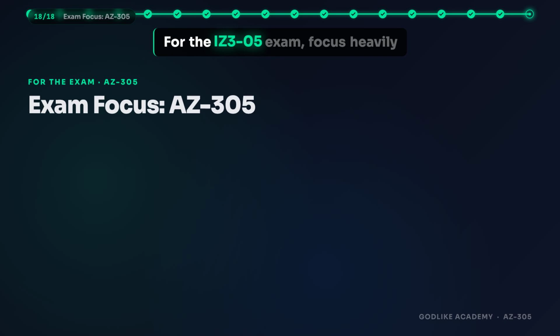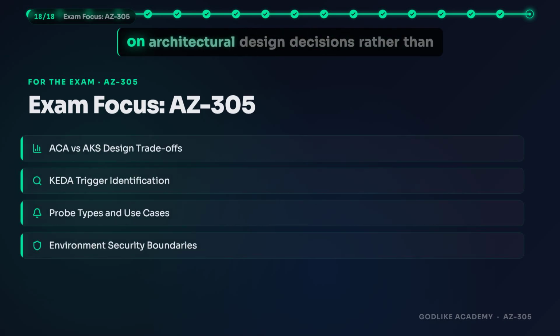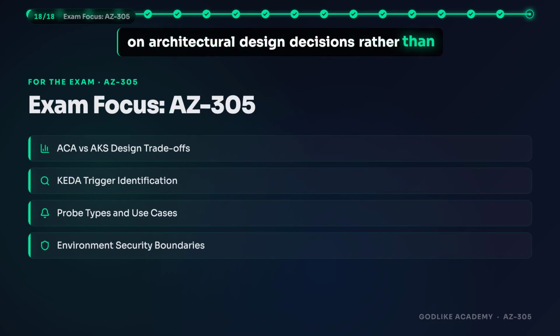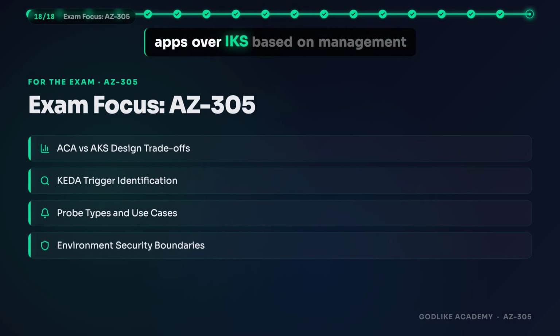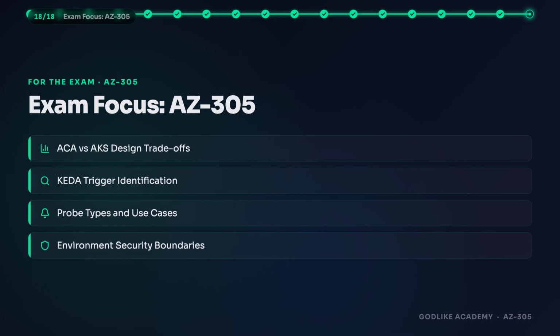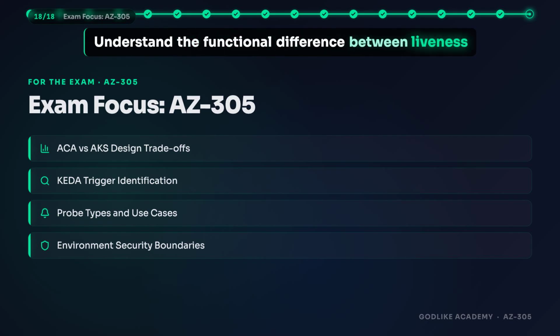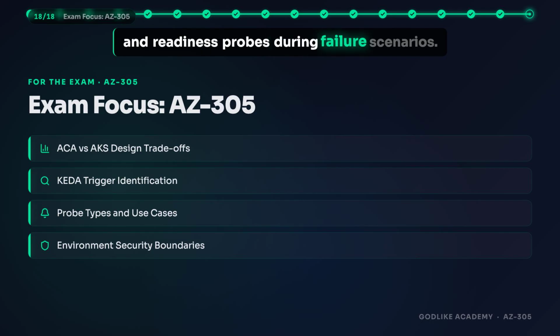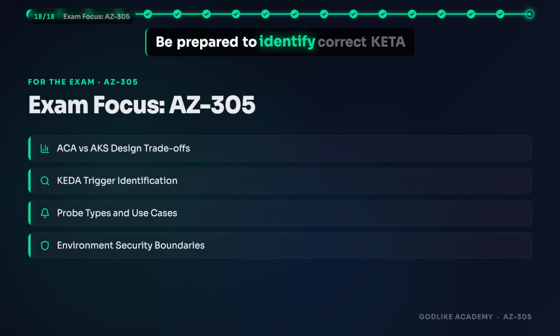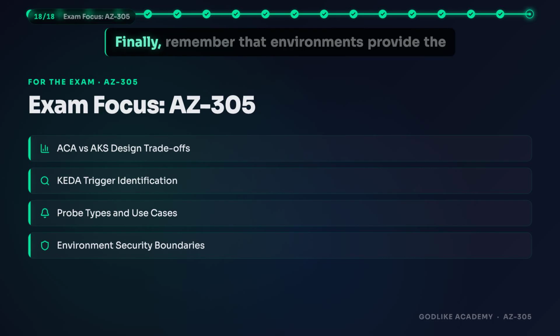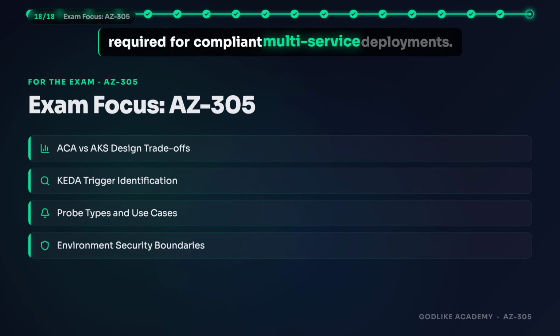For the AZ-305 exam, focus heavily on architectural design decisions rather than memorization. Know exactly when to choose Container Apps over AKS based on management overhead and specific scaling requirements. Understand the functional difference between liveness and readiness probes during failure scenarios. Be prepared to identify correct KEDA trigger types for different workloads. Finally, remember that environments provide the secure boundary and shared networking context required for compliant multi-service deployments.